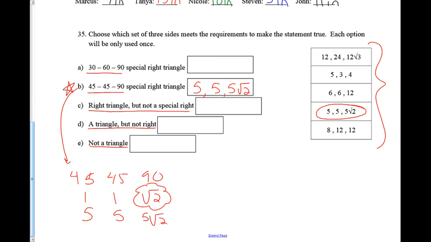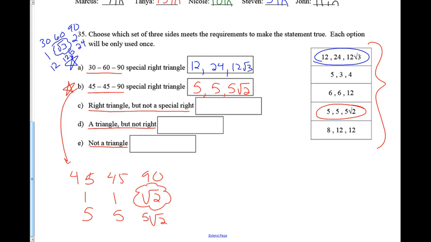The next one I'd probably look at is the 30-60-90. So for the 30-60-90, we know the ratio is 1, square root 3, 2. So I would be looking for something with a square root of 3. When I come over, there's only 1. So does it fit the ratio 12, 12 square root 3, and 24? If you were to cross multiply any of those fractions, they would come out to be true proportions. So this is the 30-60-90 triangle.